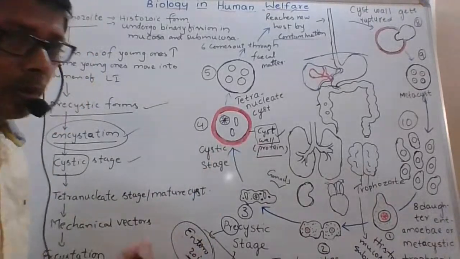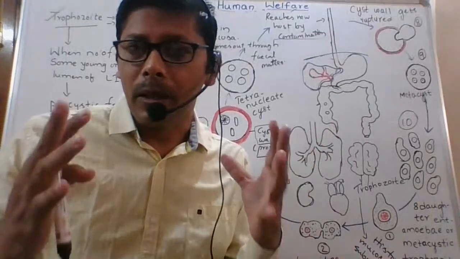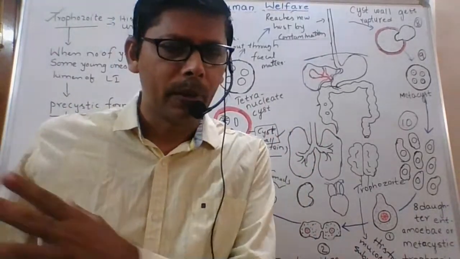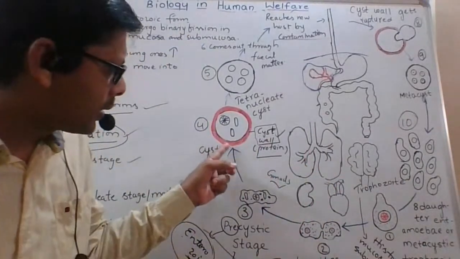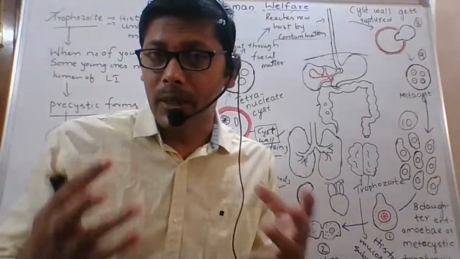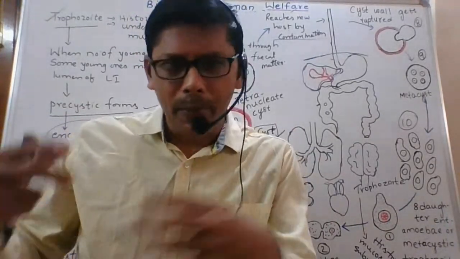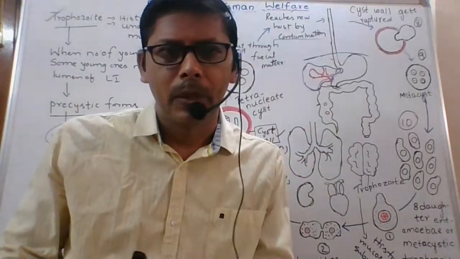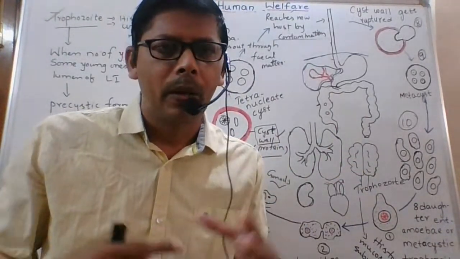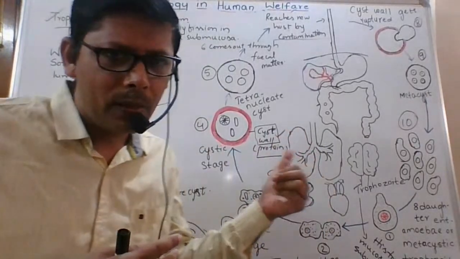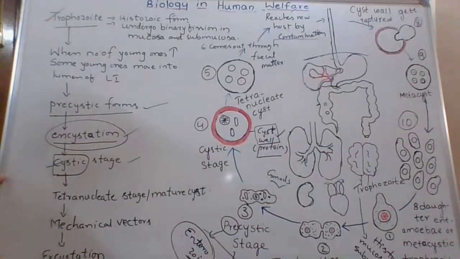Because of this cyst wall, it can remain alive for nearly 10 days outside the body. For example, if a person has this cyst in the body and it comes out through fecal matter and remains in the soil for 10 days, the cyst wall protects it from desiccation. It does not dry up. That's about the cystic stage.